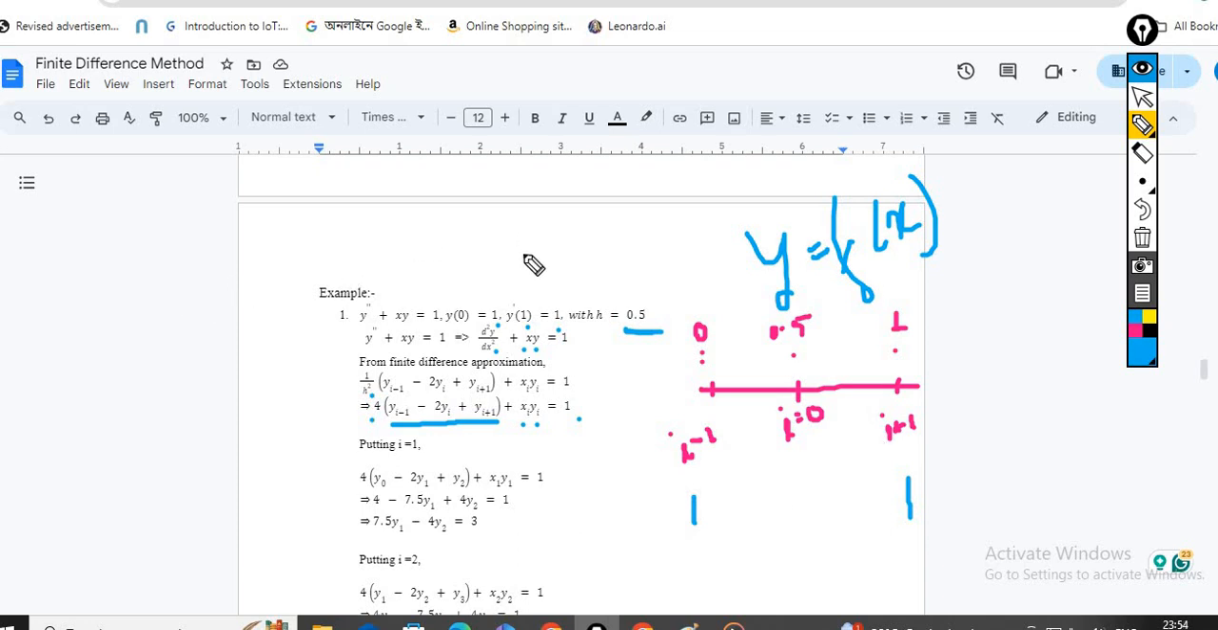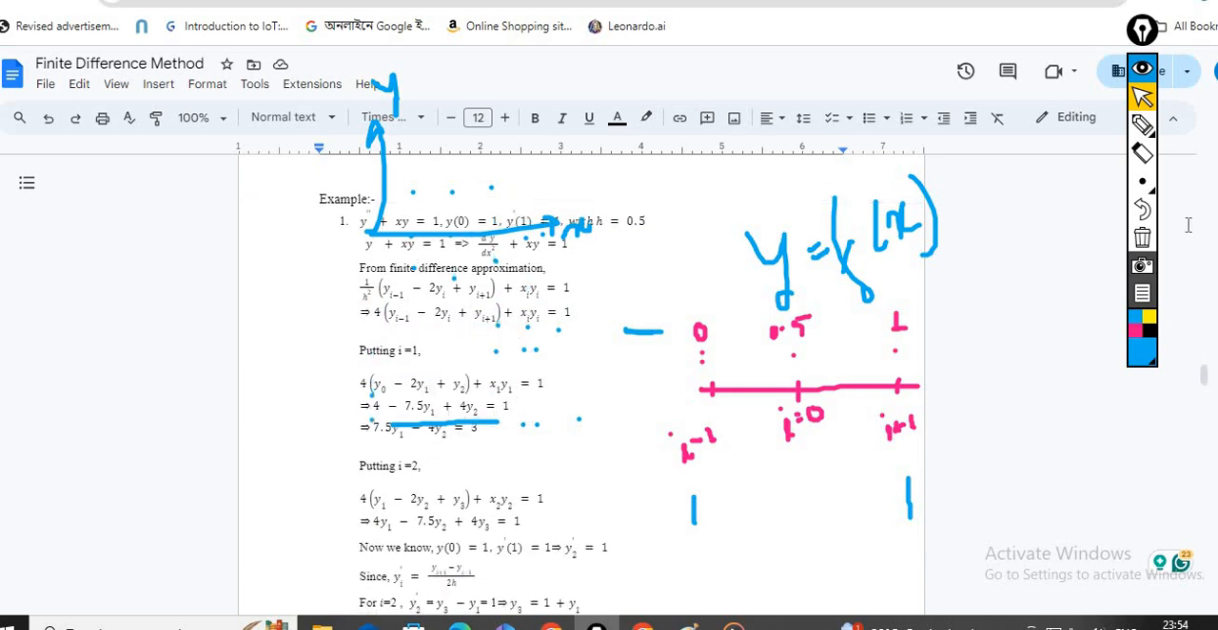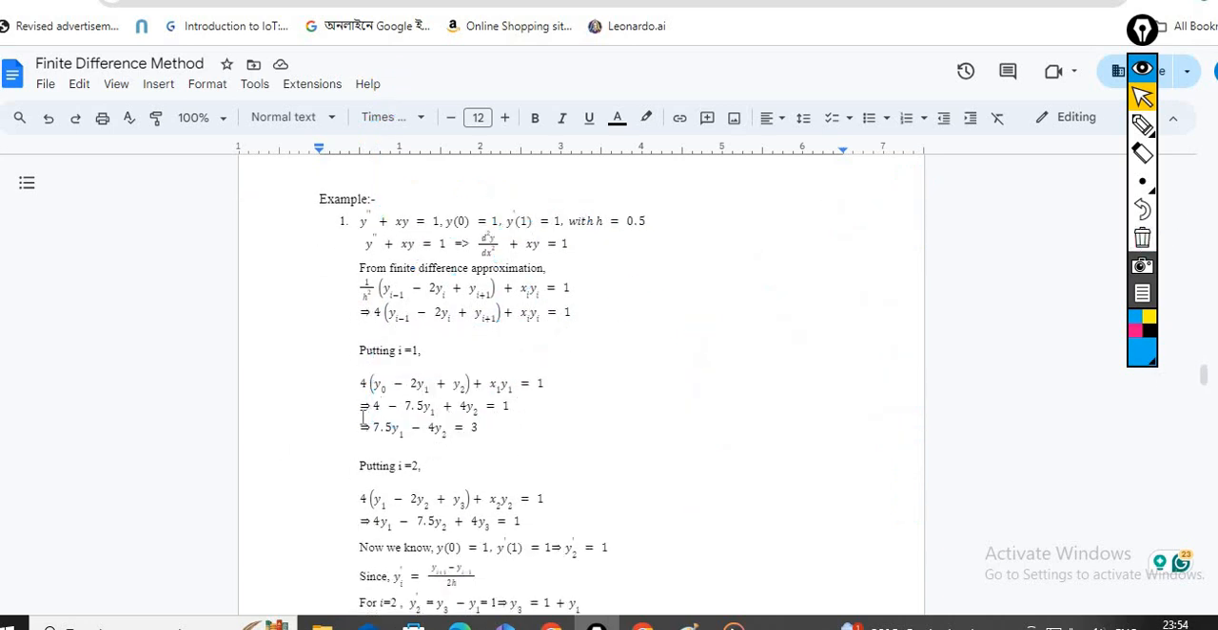One can just think about along one axis you have the x variation and along the other axis you have the y variation. Okay, so you are just moving along the x points, and I need to calculate the corresponding y values. Got it? Now put i is equal to 1. If you put i is equal to 1, what does it come to? i minus 1 becomes 0, this is 1, this is 2, this is 1.